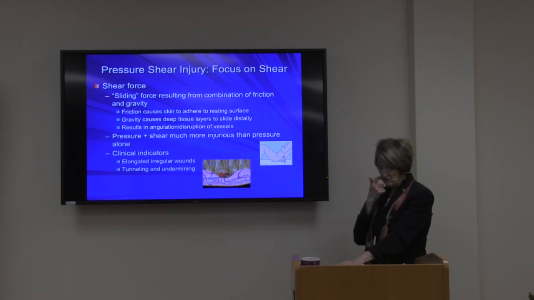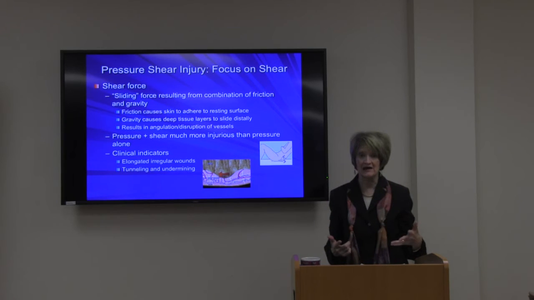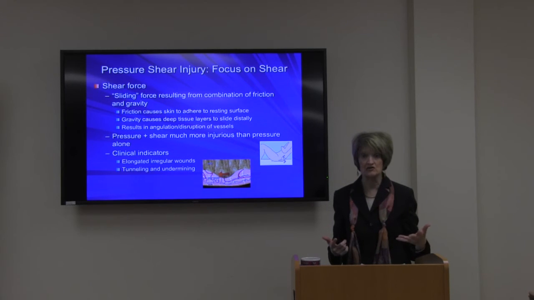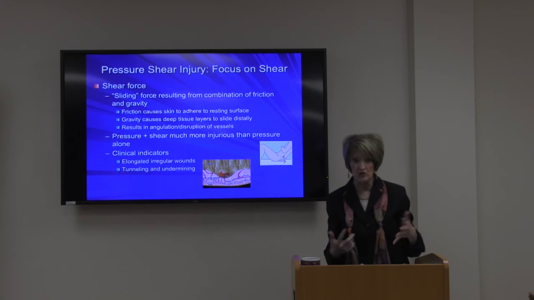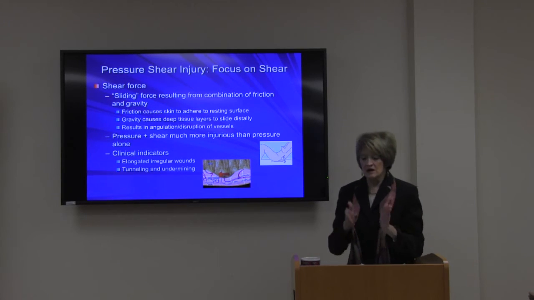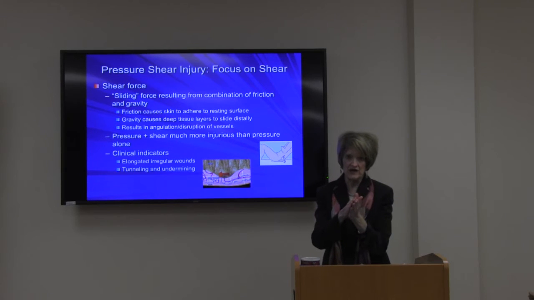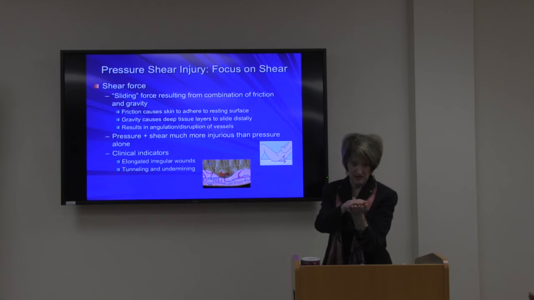Let's talk about shear force. So we've talked about what we can do to minimize the negative impact of pressure. Let's talk about shear force, how it works, what we can do to minimize the negative effects of shear. This is what happens with shear. It's an interface, or it's the conflict between friction forces, which tend to hold us in place, and gravitational forces, which tend to pull us down.